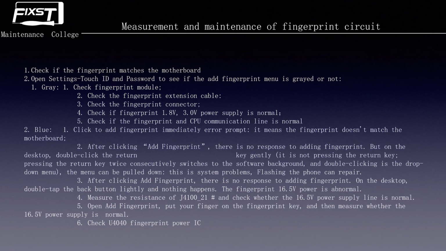After that, we need to check the fingerprint external cable. And number 3 is check the fingerprint connector. And number 4, check if the fingerprint 1.8 voltage or 3.0 voltage power is normal or not. And in the end, we need to check if the communication line between the fingerprint and the CPU is normal or not.